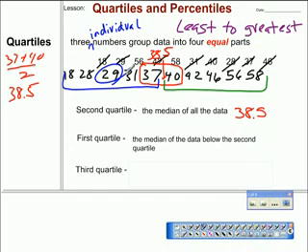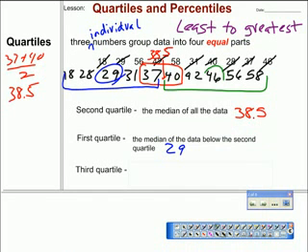Right there. How do I know that? Well, I have 5 numbers, which means number 3 is right in the middle. So 29 is there. That's the median. So now I do the same thing with the second half of numbers.